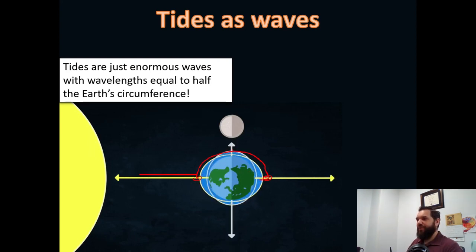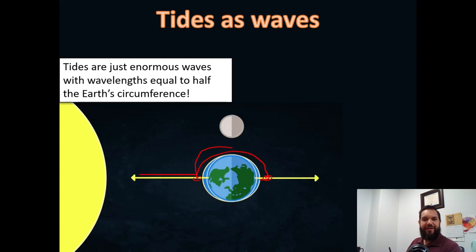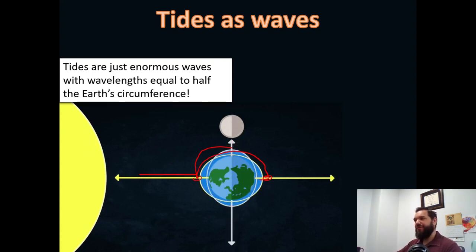Or in the case where you have neap tides, it could be 1/4 of the Earth. It depends how many tidal bulges you're going to have on that particular day. So it could be 1/4 the circumference of the Earth. But anyway, the main point is tides are just big waves. That's all they are, huge waves with huge wavelengths.